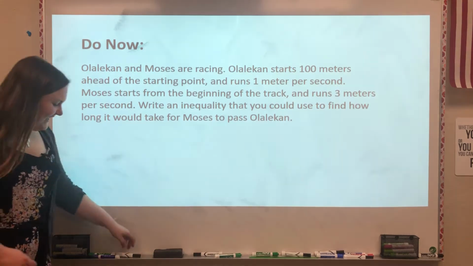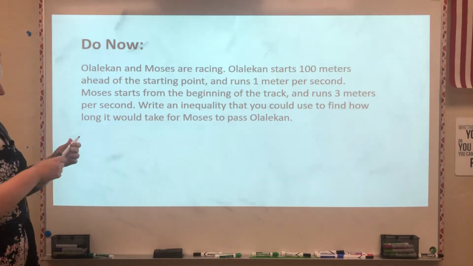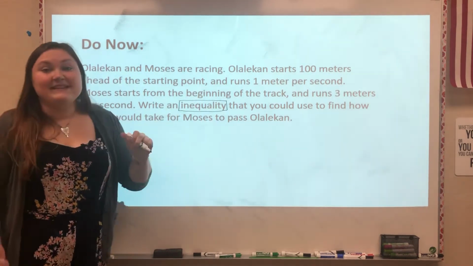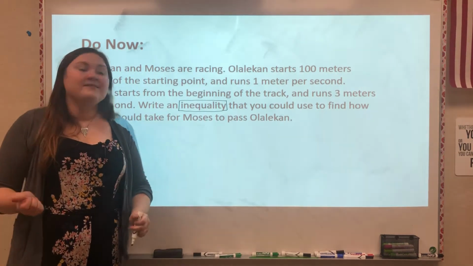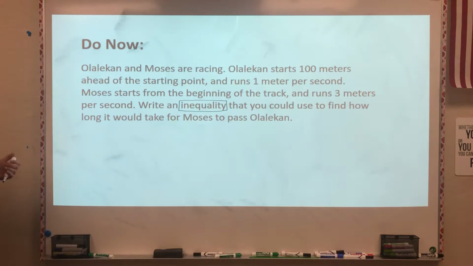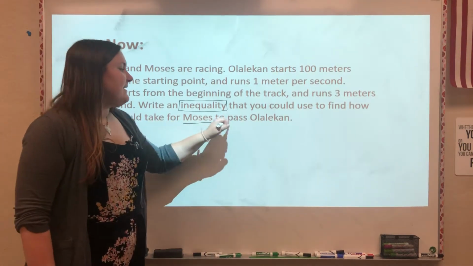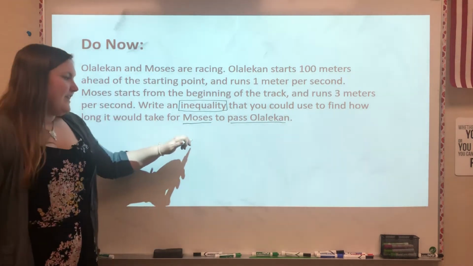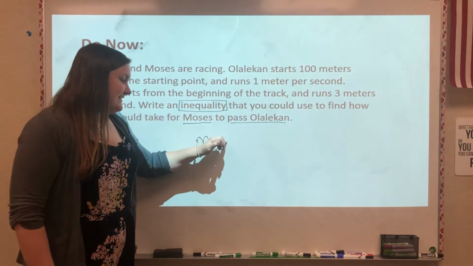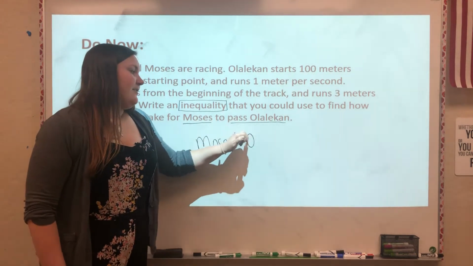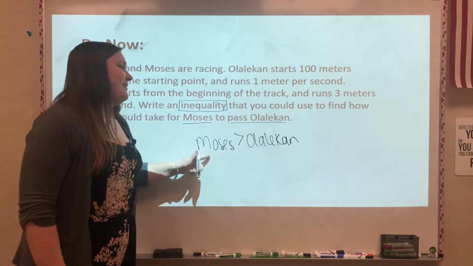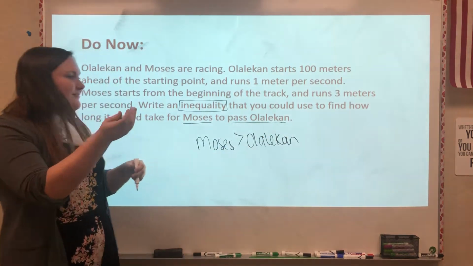All right. In this problem, they gave us a big clue with the word inequality. That's going to tell me it's going to be a less than or a greater than sign. For our inequality, what are we trying to do? Well, we're trying to write an inequality where Moses passes Olalekan. Another way you can think of that is we are looking for Moses's distance to be greater than Olalekan's. If his distance is greater, that means he has passed Olalekan.